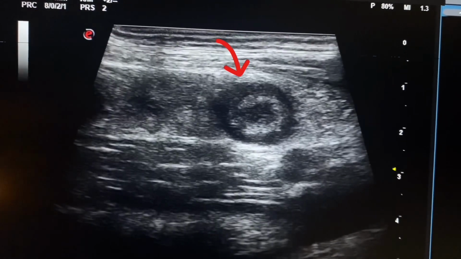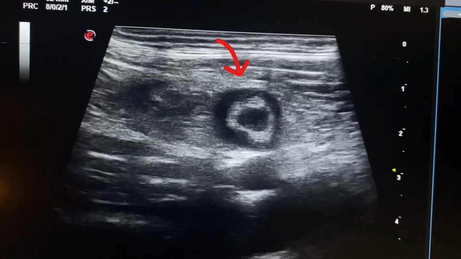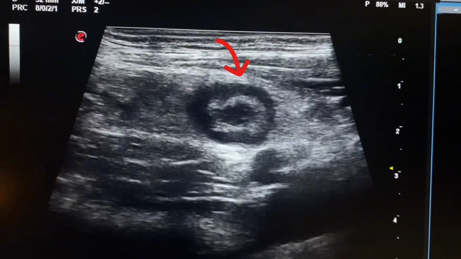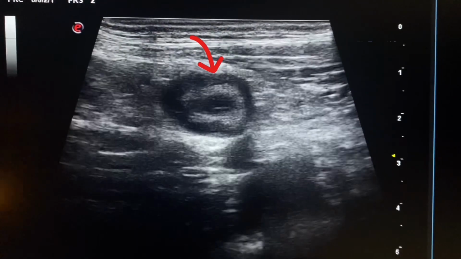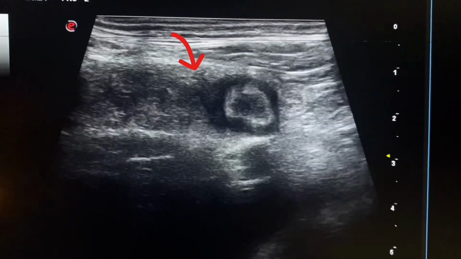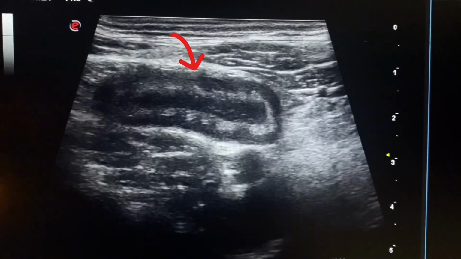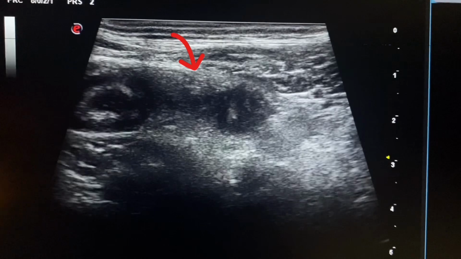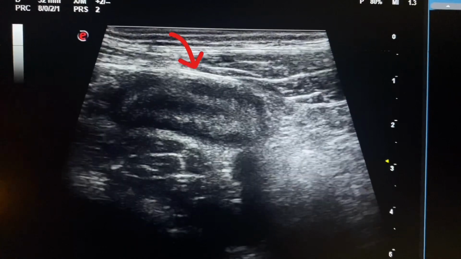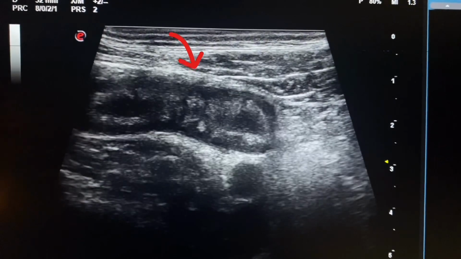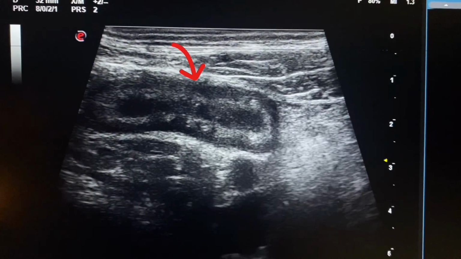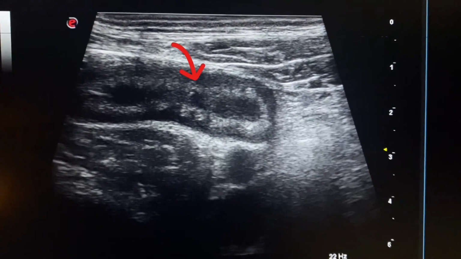This lumen is suspicious for appendix. Now we follow the endpoint to see the blind end of the appendix. And here we see this is the blind part of the appendix. The walls of the appendix are inflamed and thickened. The hypoechoic line is the muscular layer of the appendix, and the echogenic lining is the submucosal layer of the appendix.